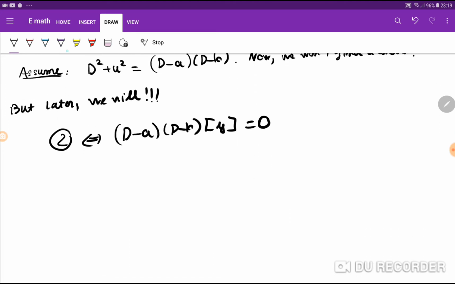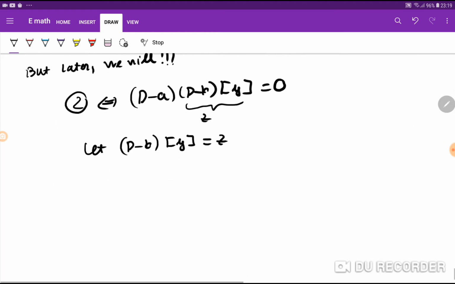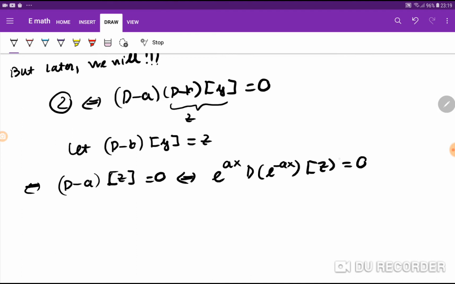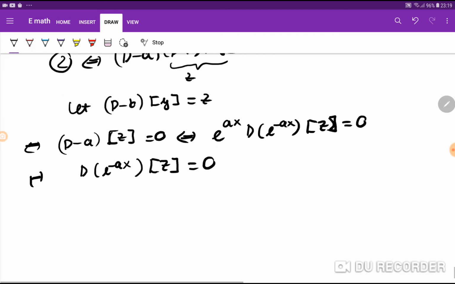Okay, you set this term equal to z, so let (D minus b) y equal z. Okay, so what you got? You got (D minus a) z equals 0. Okay, apply the legendary formula. You have e to the power of negative ax times (D minus a) z equals 0. Okay, so what you have? You divide e to the power of ax on both sides. You got this equals 0, because 0 divided by e to the power of ax is 0.